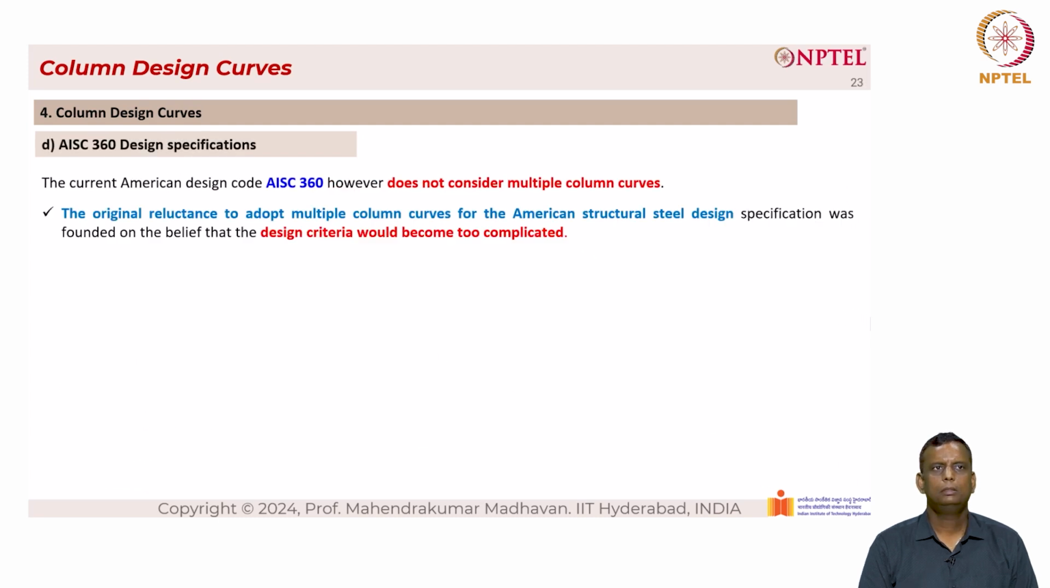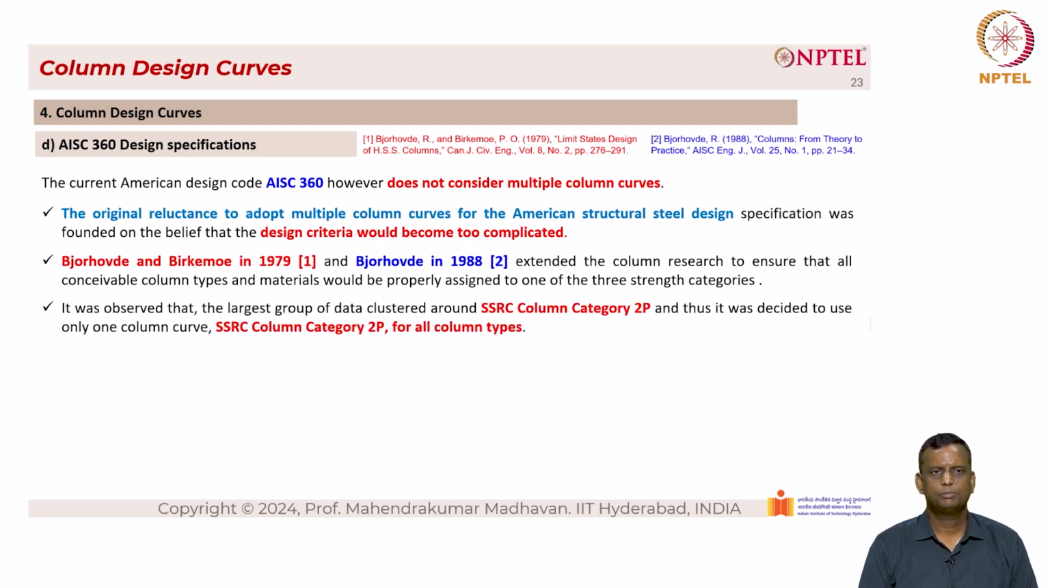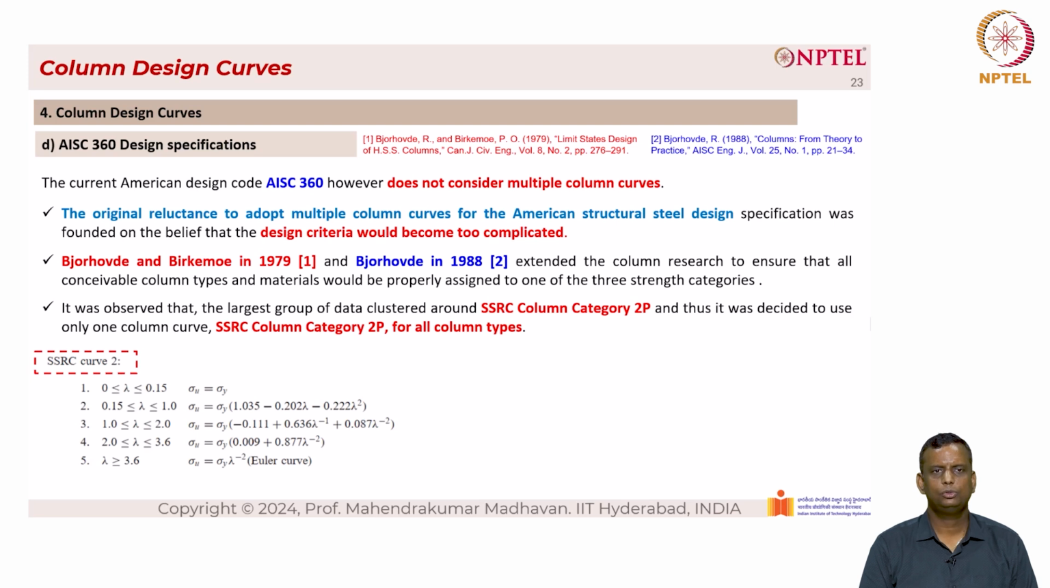Why? The original reluctance to adopt multiple column curves for the American structural steel design specification was founded on the belief that the design criteria would become too complicated. Bjorhovde and Birkemoe 1979 and Bjorhovde 1988 extended the column research to ensure that all conceivable column types and materials would be properly assigned to one of the 3 strength categories. It was observed that the largest group of data clustered around SSRC column category 2P, and thus it was decided to use only one column curve, SSRC column category 2P, for all column types. So SSRC column curve 2 was selected for the AISC 360 design specifications.